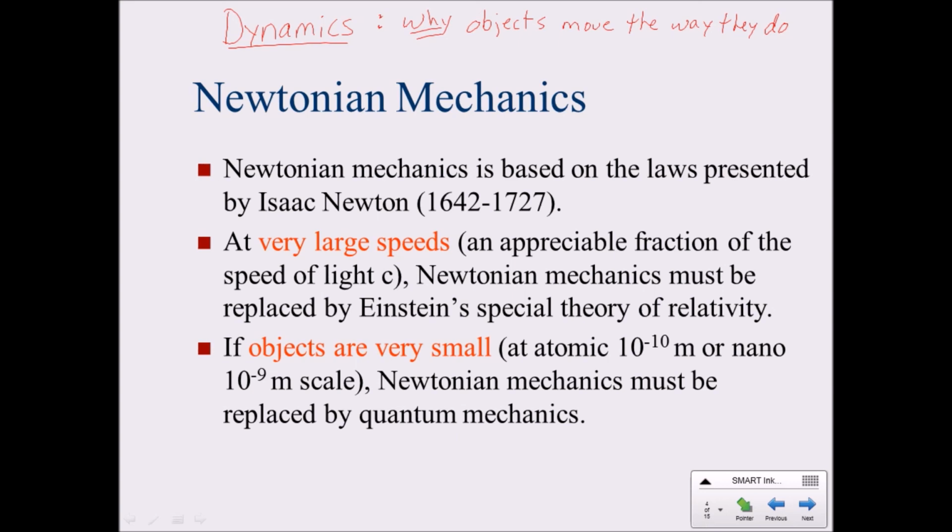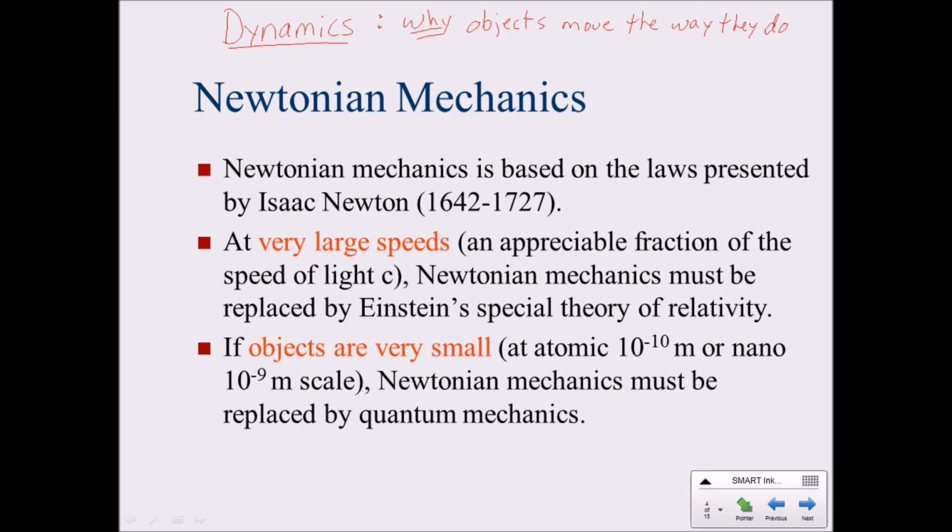In the past 150 to 200 years, there have been small revisions to Newtonian mechanics. And the two main revisions happen either when you're looking at very large speeds. So in Newtonian mechanics, we're going to look at things like a car driving along, a rocket ship moving, but we're going to look at things that are moving very slow compared to the speed of light. At very large speeds, Newtonian mechanics breaks down and you have to look at Einstein's special theory of relativity. We're not going to be doing that in here, but that's where Newtonian mechanics breaks down.